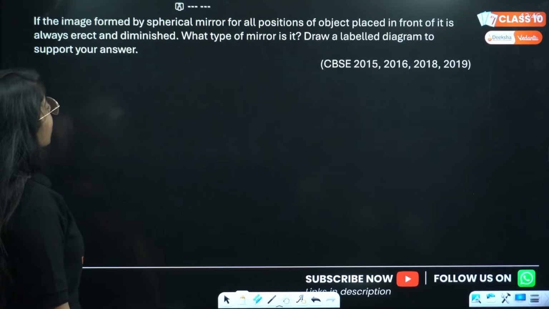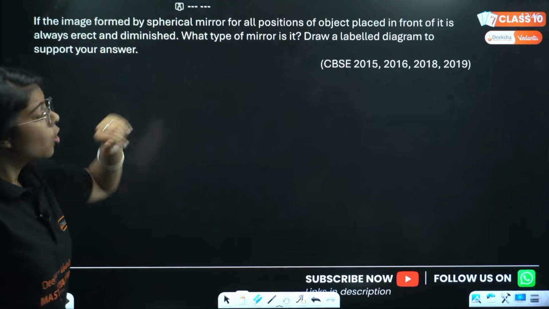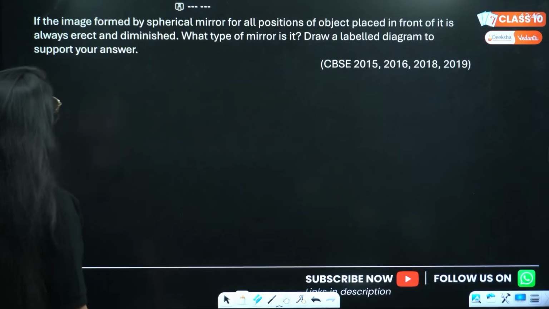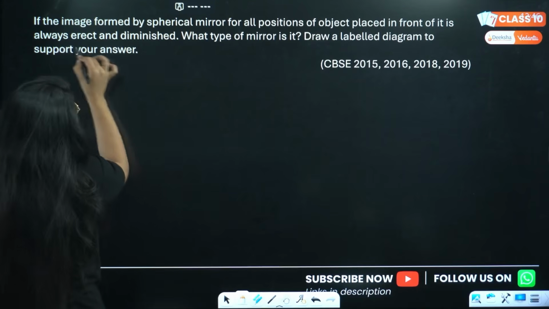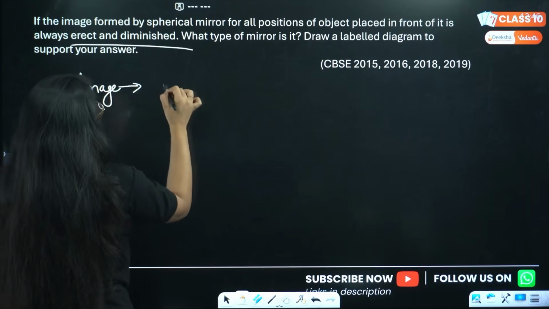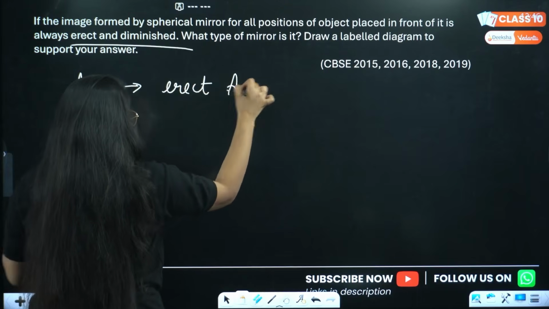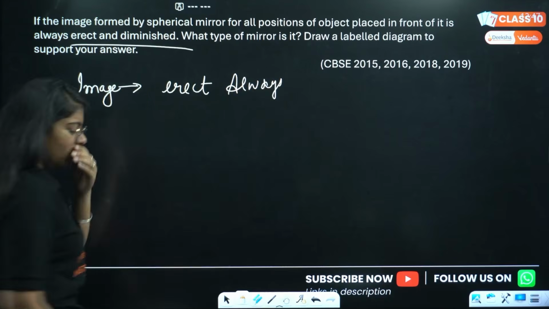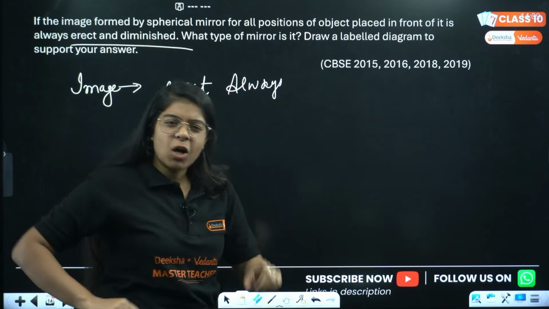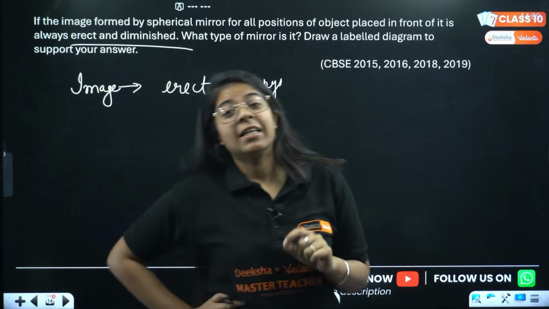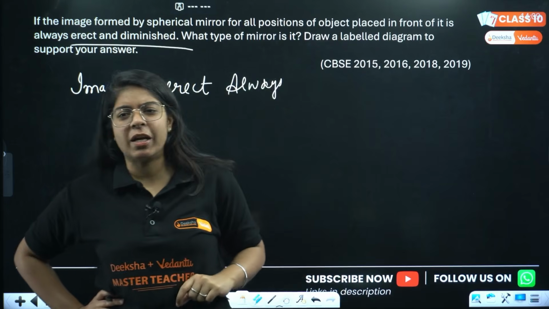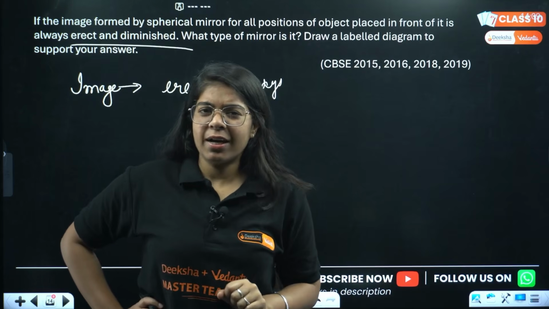We have, if the image formed by a spherical mirror for all positions of the object in front of it is always erect and diminished. They are saying that the image formed by a mirror is always erect. Now, what type of mirror is it? Draw a labeled diagram. Now, you tell me what type of mirror is it, the mirror that always forms an erect image? Is it a concave mirror or a convex mirror?